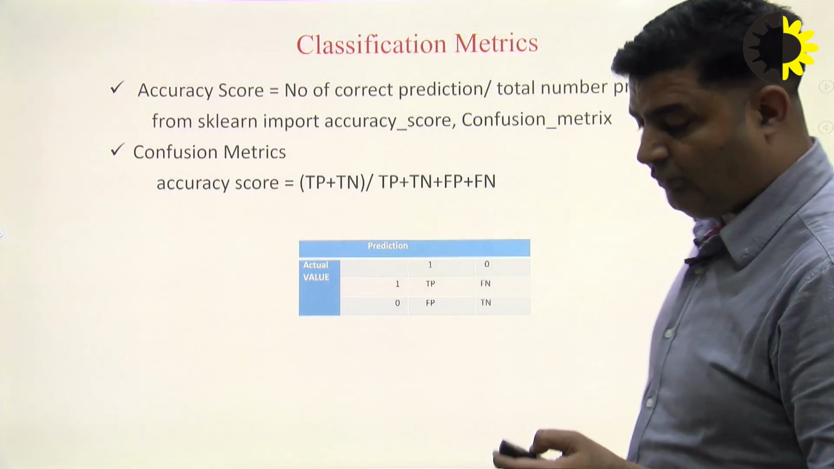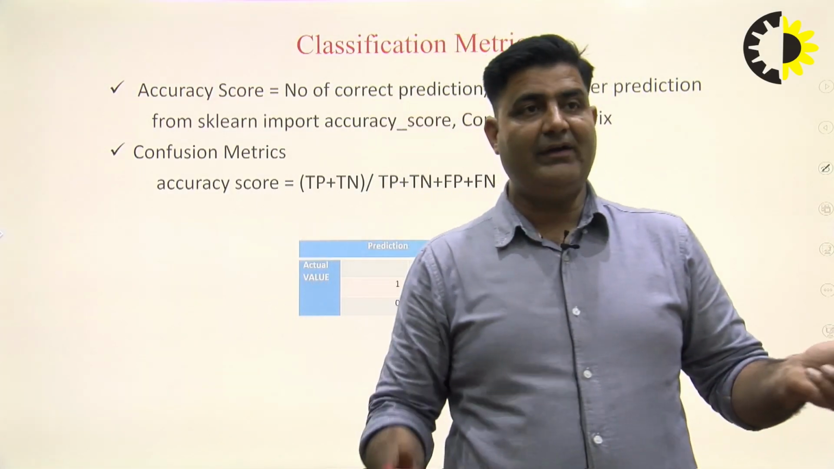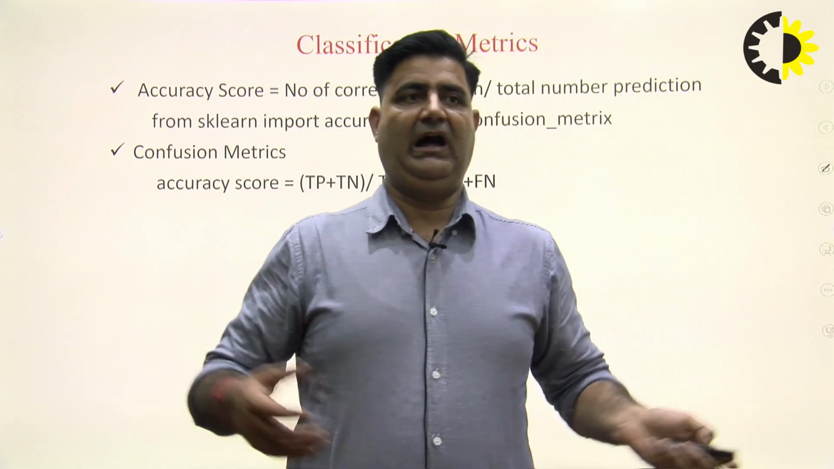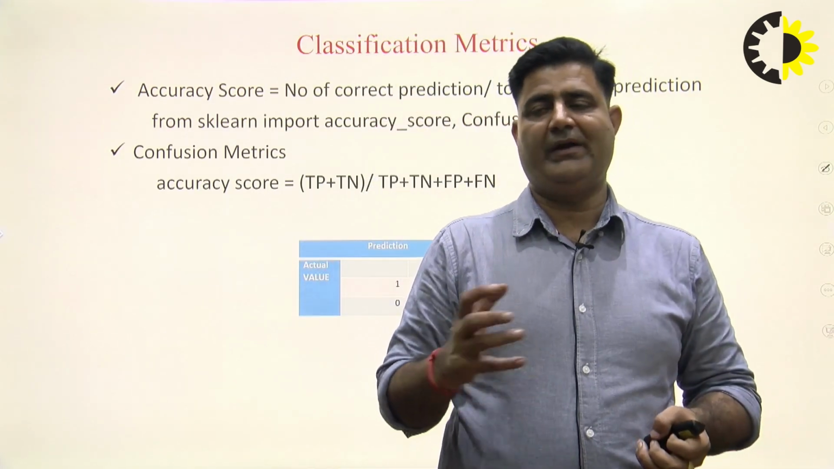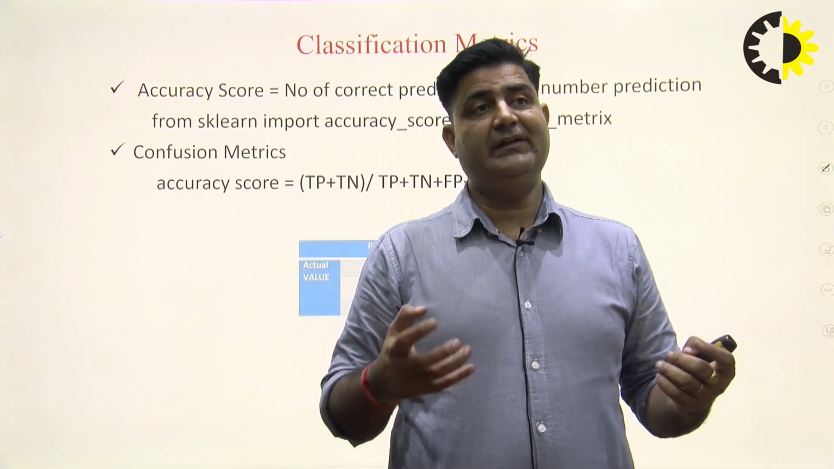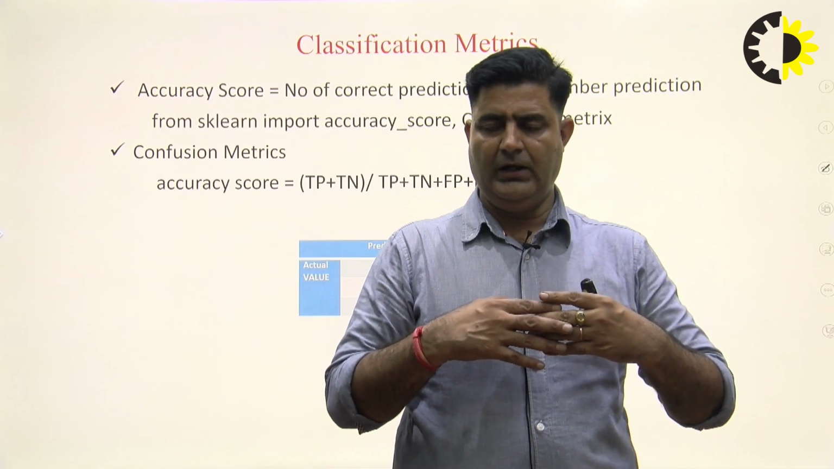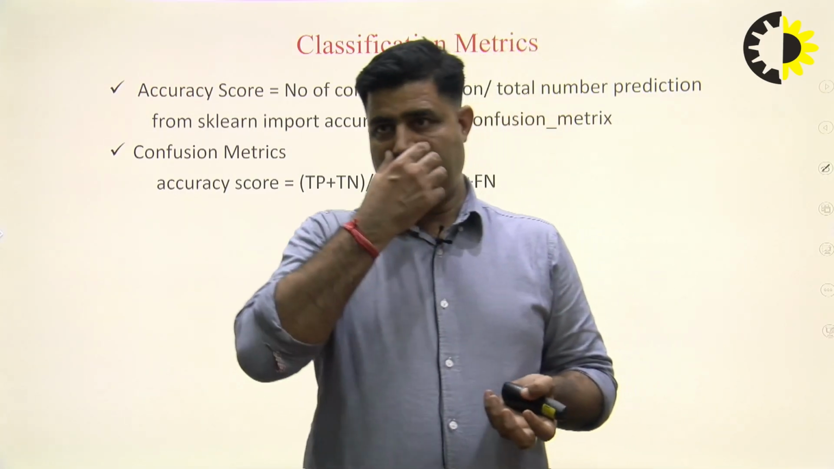Then, how can we identify the classification metrics? Meaning, how can we identify the accuracy of the model? After designing the model, our last objective is to find out the accuracy of the model, how well our model performed, right? In this case, we have a number of metrics to identify the performance of any classification model.